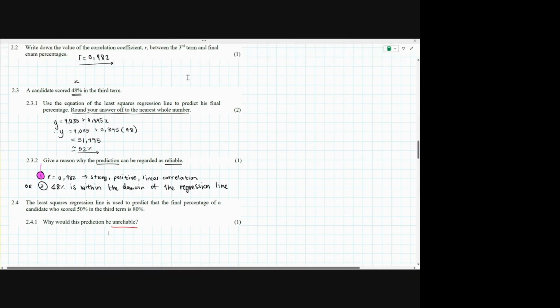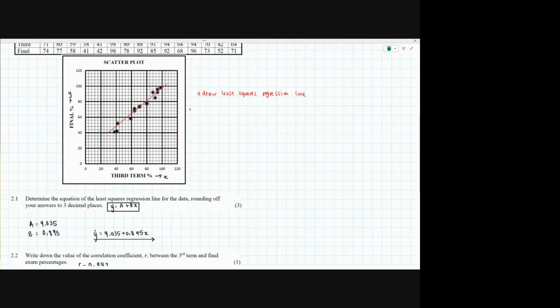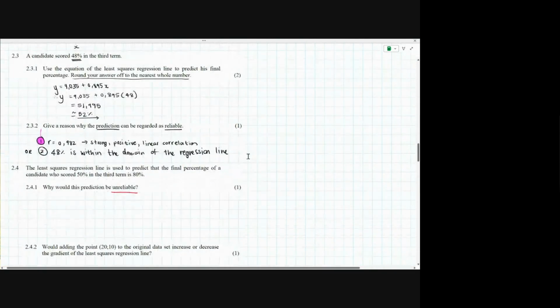Well, let's go back up to our scatter plot. 50% in the third term, so there's 50, and 80% in the final. So this point is sitting somewhere over here. I hope we all agree that this would be considered an outlier. It's sitting way too far away from my regression line to follow the trend. Remember, your regression line indicates a trend of your data. That is nowhere near the trend. So that would essentially be the reason why it's unreliable. That data point of 50%, 80%, I'll put it right in. Obviously, you don't have to put the percentages there, you can. It would be considered an outlier.